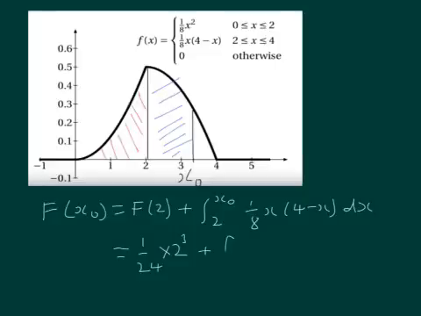Now we've got to integrate from 2 to x naught, and I think we need to multiply out the expression. So it's 4/8 x minus 1/8 x squared dx. And we need to continue on the next slide. So 1/24 of 2 cubed, that's 1/3. And then 4/8 is a half, so we've now got this expression.